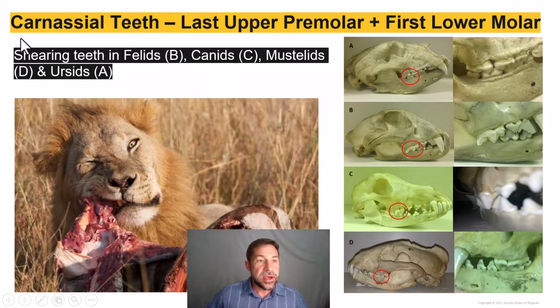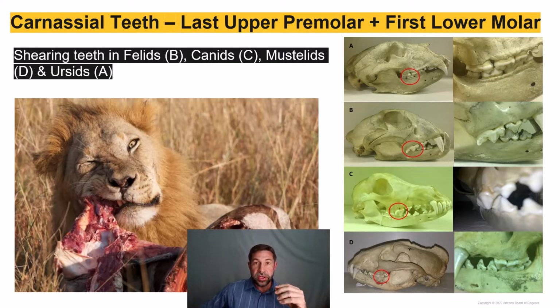The carnassial teeth are highly specialized teeth in the order Carnivora. They're the last upper premolar and the first lower molar. And together those carnassial teeth are used for shearing meat, like you see here in this African lion.